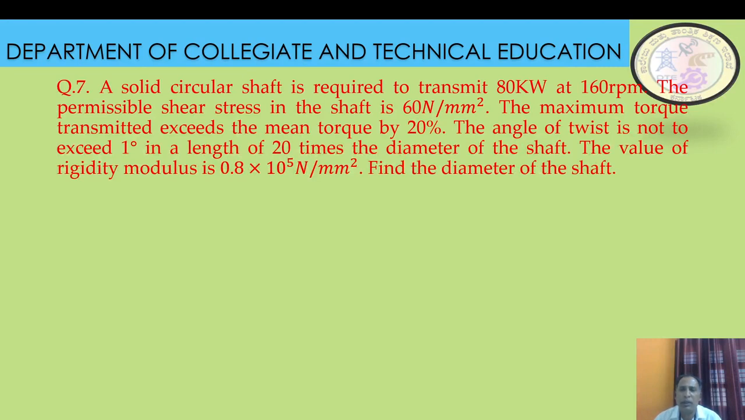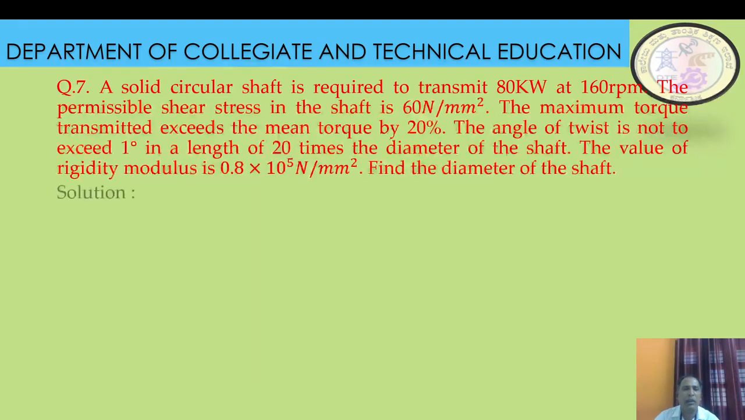Here in this problem, all the values are given. So it is required to calculate the diameter of the shaft based on strength as well as based on rigidity. Here in this shaft, the length is not given, but it is given in terms of diameter, that is 20 times the diameter.